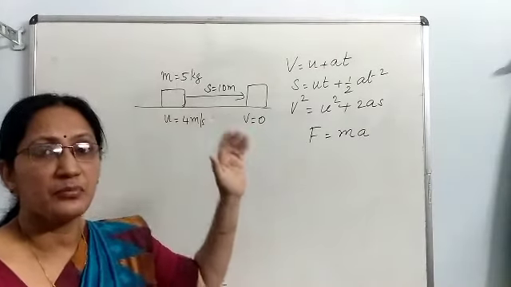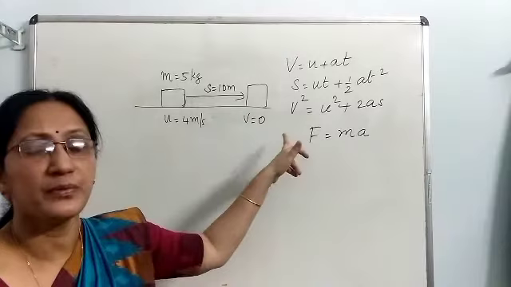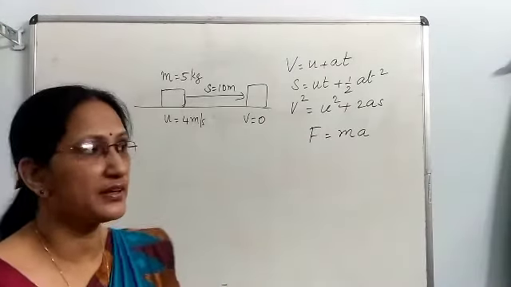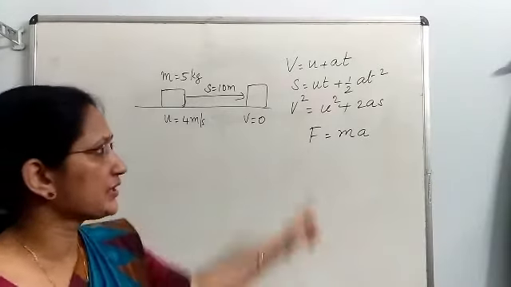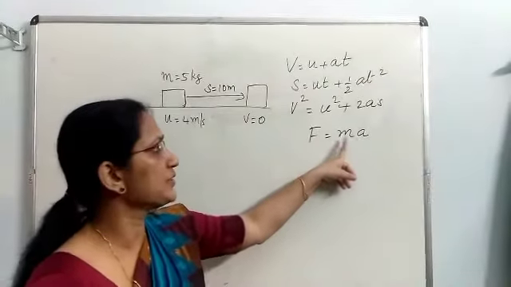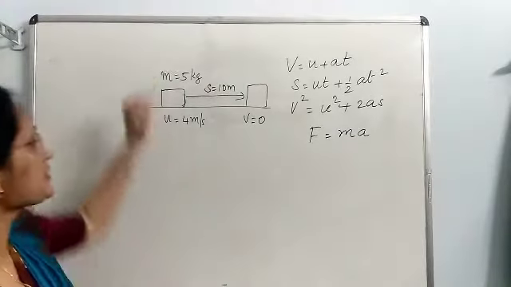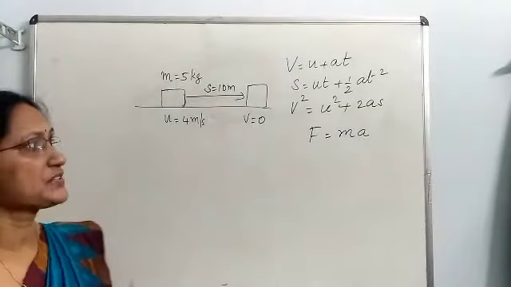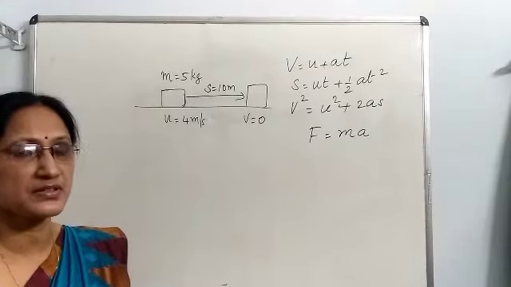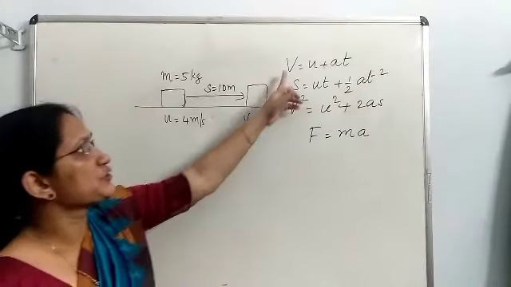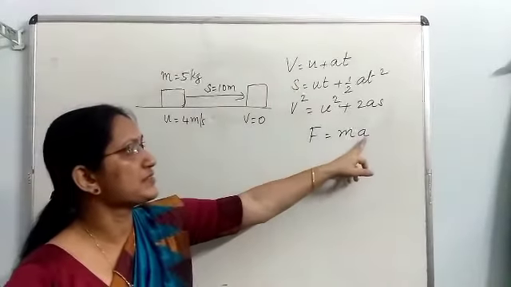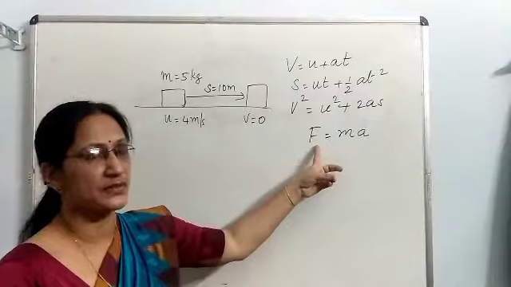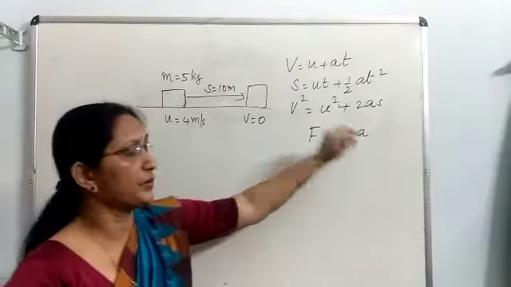Retarding force: a moving body gets stopped, which means some retarding force might have acted on it. That retarding force you have to find out. Retarding force formula is mass into retardation. Mass is already given, so retardation you have to find out. So let us find out A first, acceleration first. Then you can choose the suitable formula to calculate this A. M into A will give the force. M is available, A we have to find out.